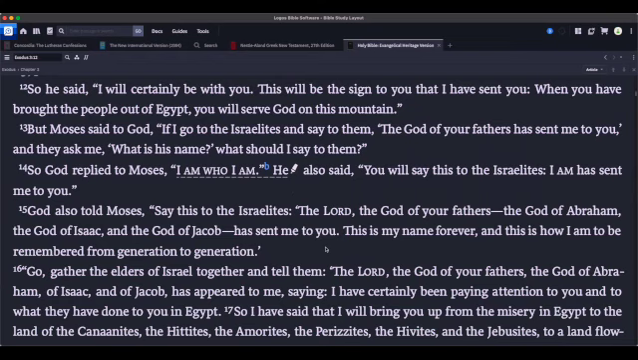But Moses said to God, if I go to the Israelites and say to them, the God of your fathers has sent me to you, and they ask me, what is his name? What should I say to them?